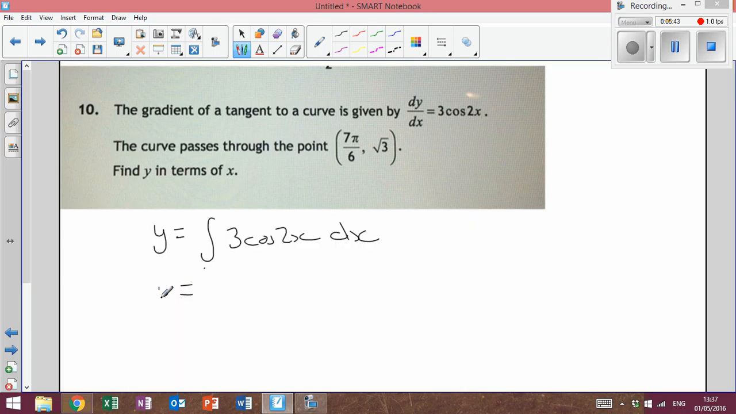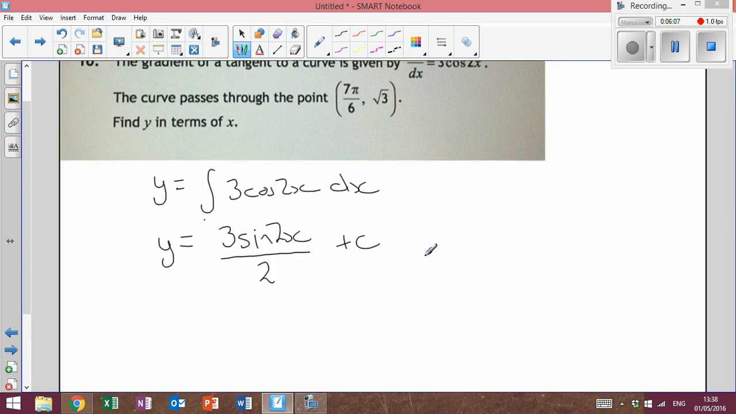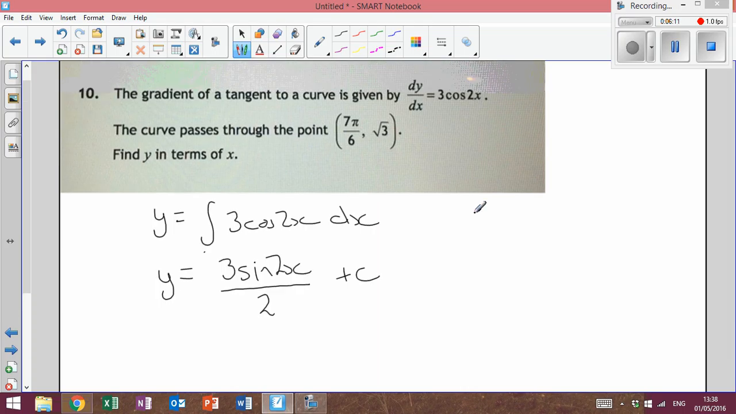So y is going to be equal to, from your formula sheet, you know that cos just becomes sine 2x. The 3 is still going to be there. But you also know you need to divide by the differential of what's in the bracket, the 2x. So it's divide by 2 and your plus c will be there. Okay, you have 2 marks there already, maybe 3 if it's a generous marking scheme. One for knowing to integrate, one for integrating. You may get one for dividing by 2 as well, depending on how generous they're being.